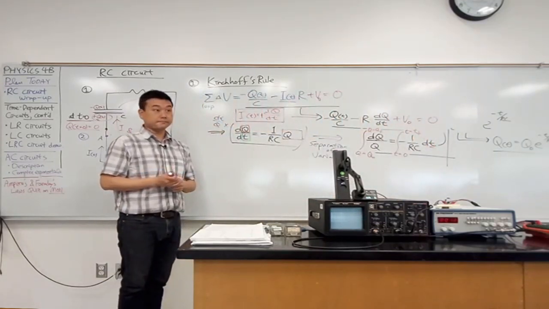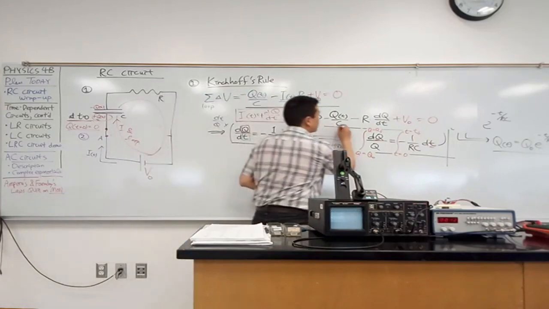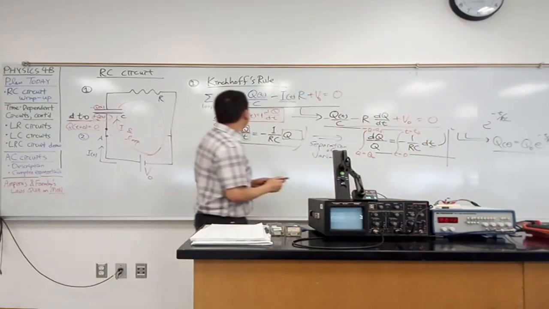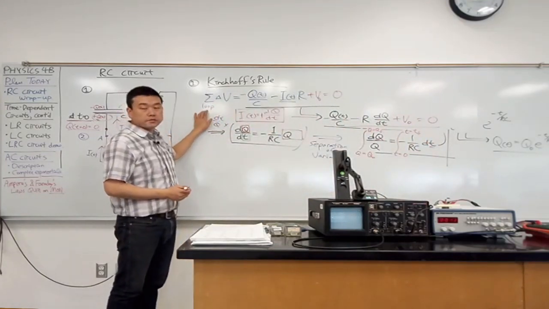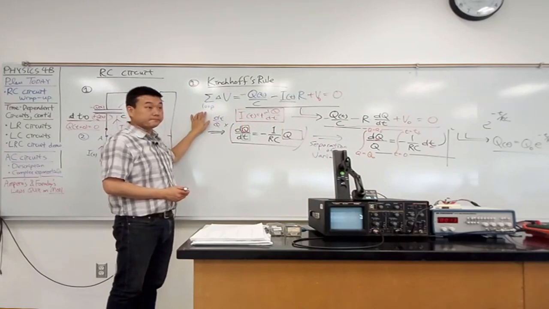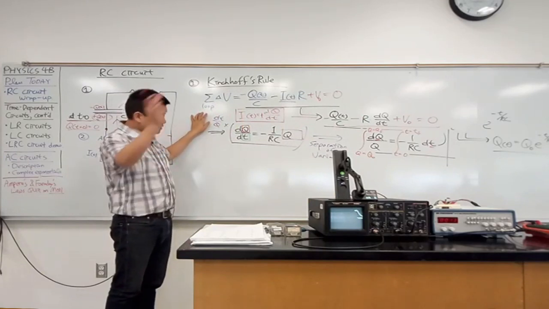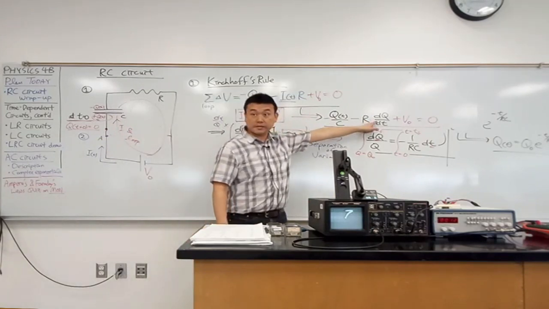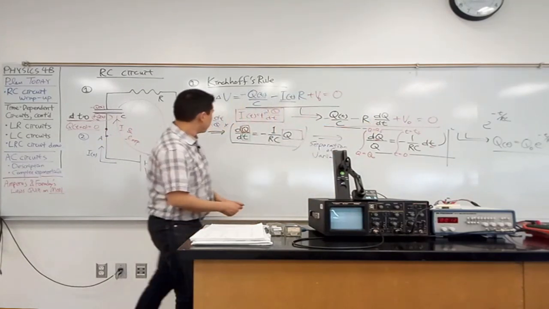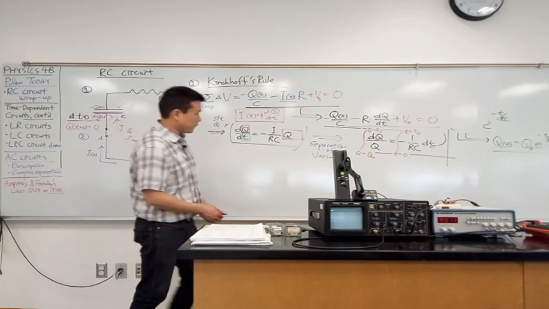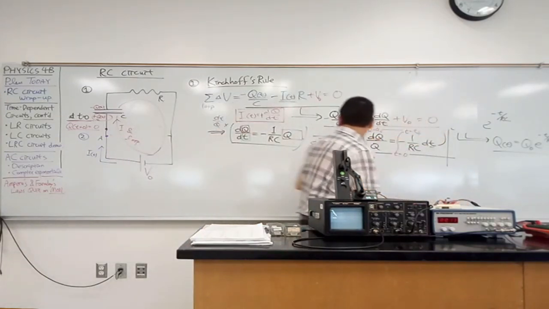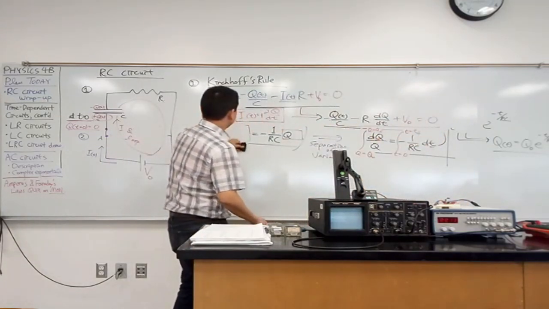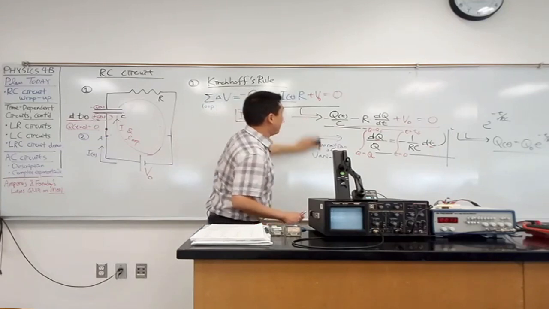Good? Everyone okay with this differential equation we get from applying Kirchhoff's loop rule? Okay. So I'm going to do the same thing as last time. I'm going to solve this equation for dq/dt. And I can already see that it's going to be significantly different. So let me just erase all of this and write out what it is now.